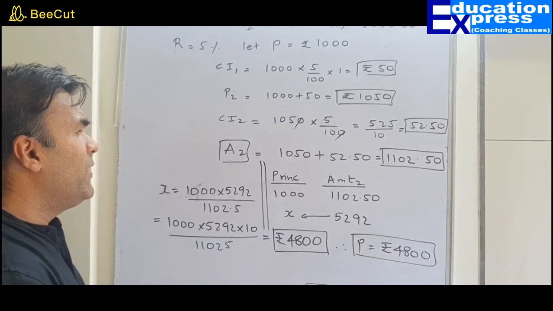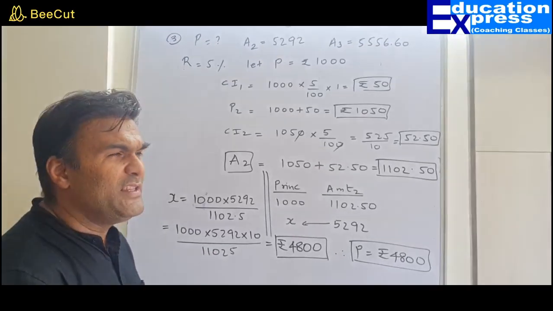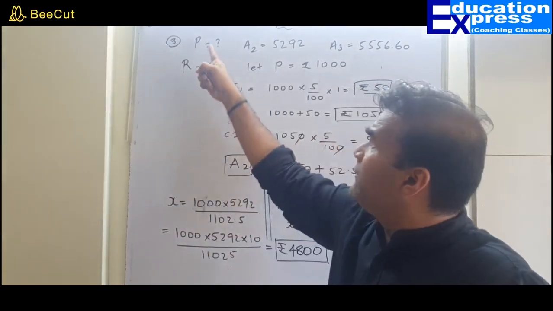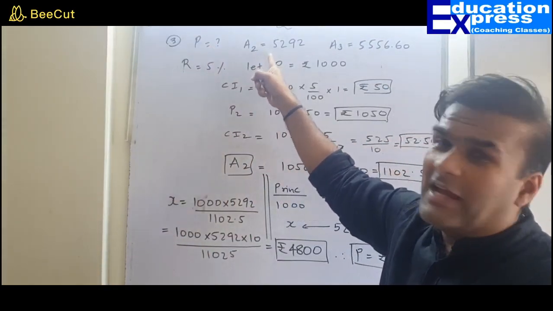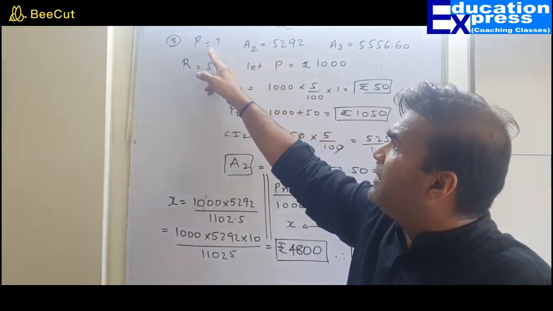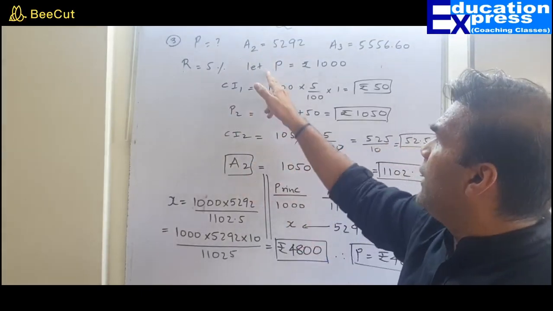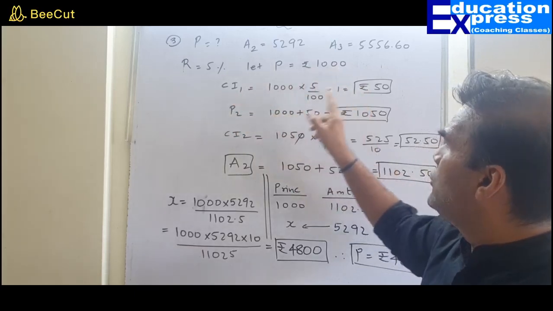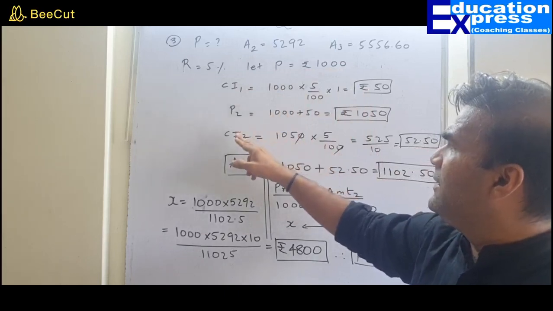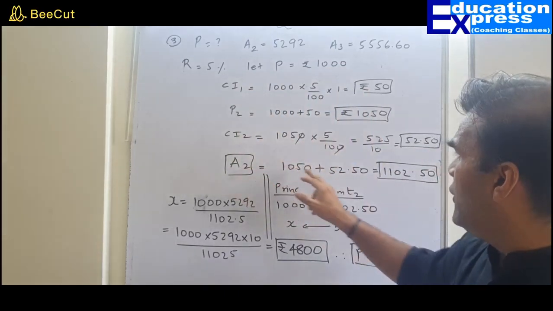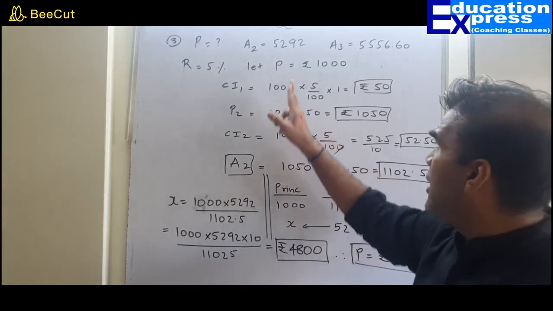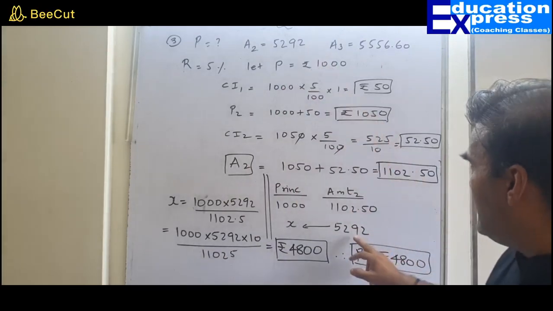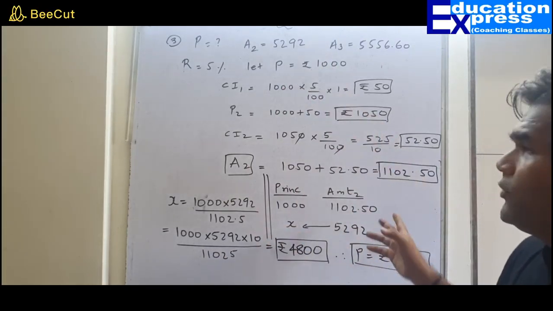My dear friends, this question is very similar to most of the questions that we have done. Here, rate is given to us, and the amount at the end of second year is given to us. What about the principal? We don't know the principal. So let the principal be 1000. I process, finding first year interest, so I get the amount at the end of first year. Second year interest, I get the amount at the end of second year. Principal is 1000, so amount at the end of second year is this. So principal is how much? And you get your principal.